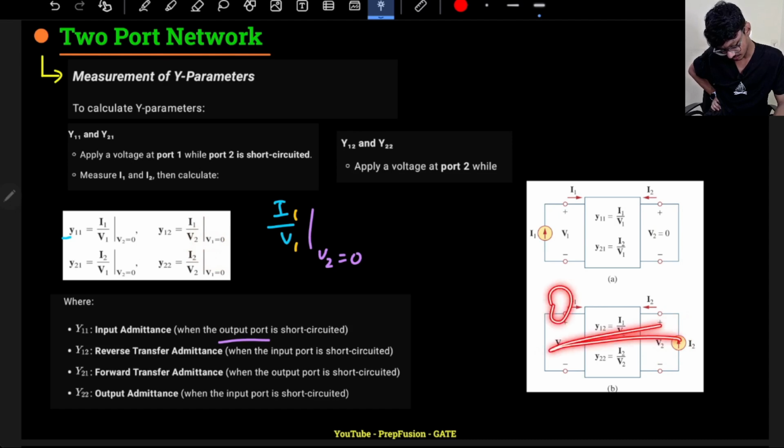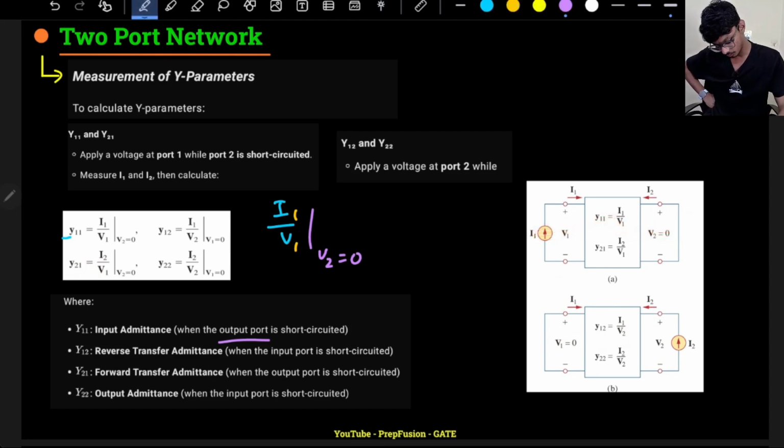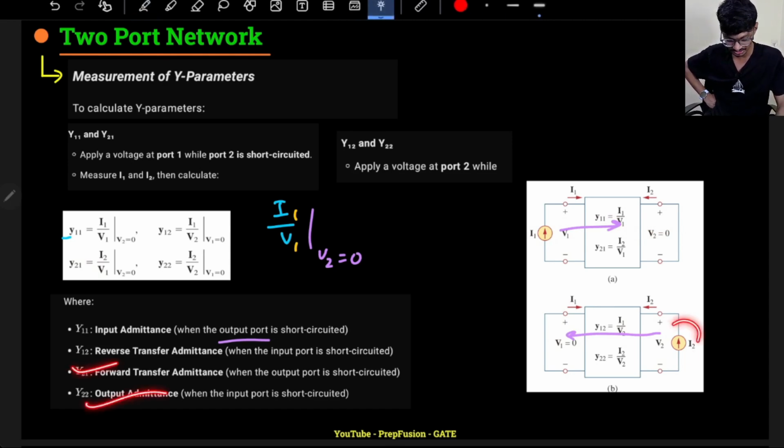That's why it is called reverse, because I am applying the voltage at the output port. And forward is because I'm applying the voltage at the input and measuring the current at the output, so I'm going forward from the input to the output port. And I'm going backwards from output to input, that's why it is called reverse. Output admittance is just the admittance from the output port, but you have to keep in mind that the condition is V1 has to be 0, with the input short circuited. So V1 must be 0.